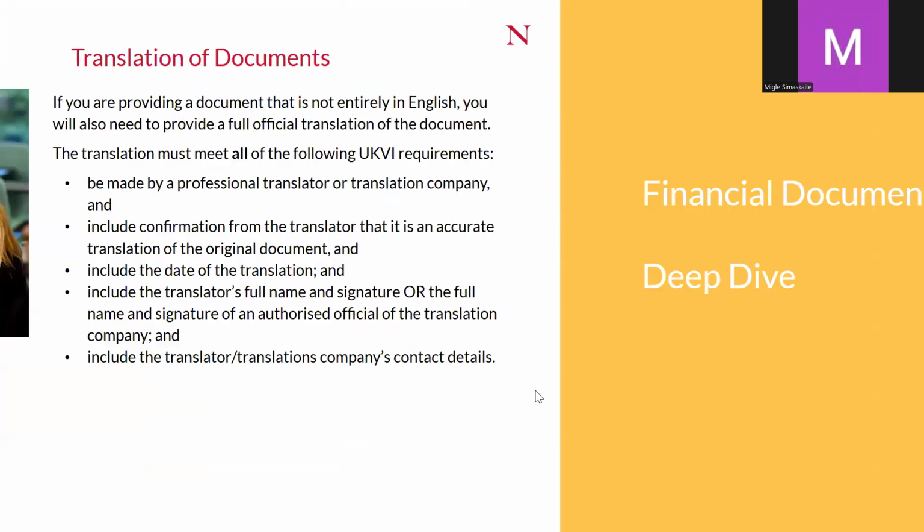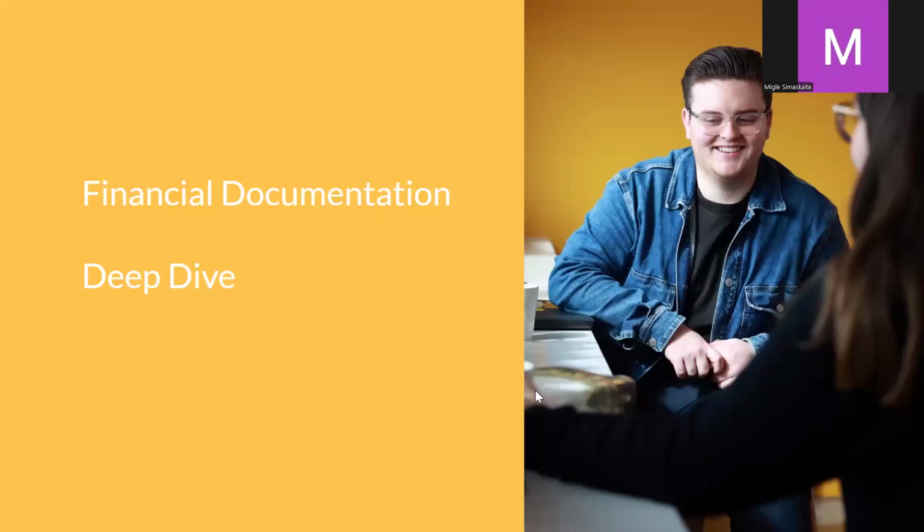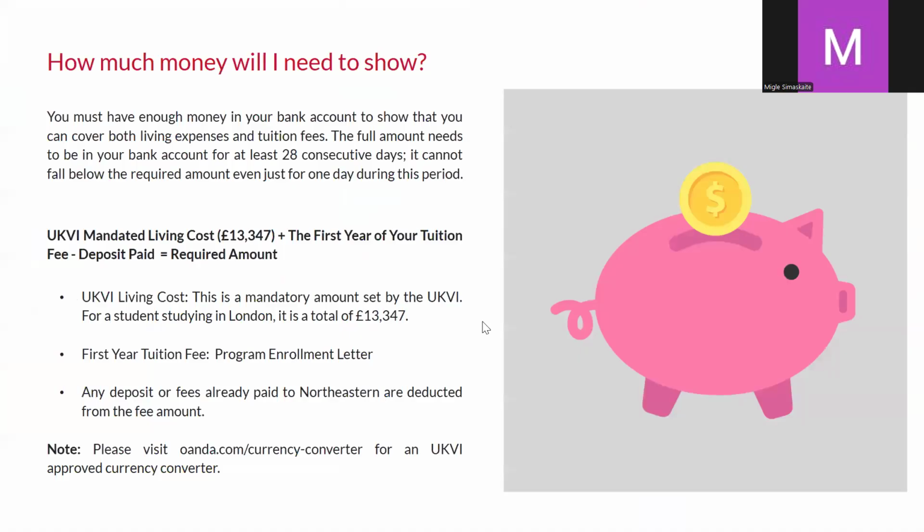Now, let's do a deep dive into financial requirements. So for both CAS and your visa application, you need to show you have enough money to support yourself while you're studying in the UK. It must cover both tuition fees and living expenses.